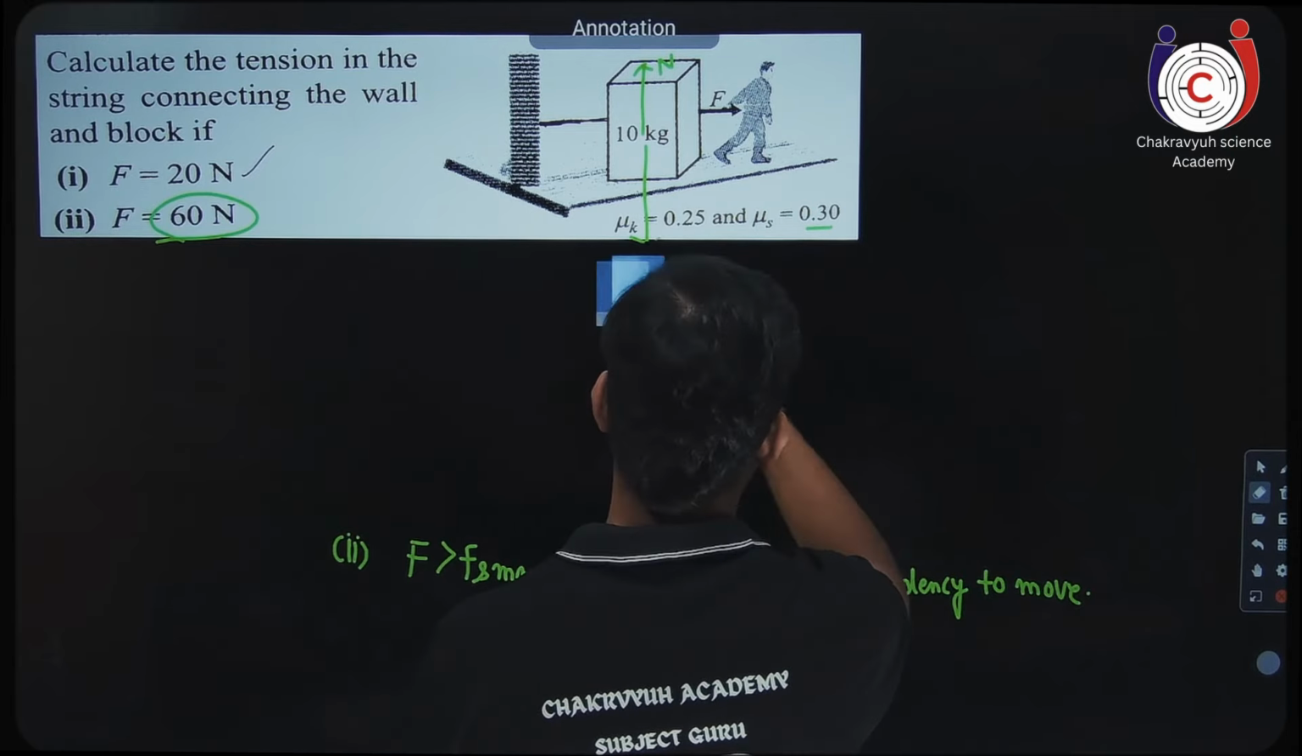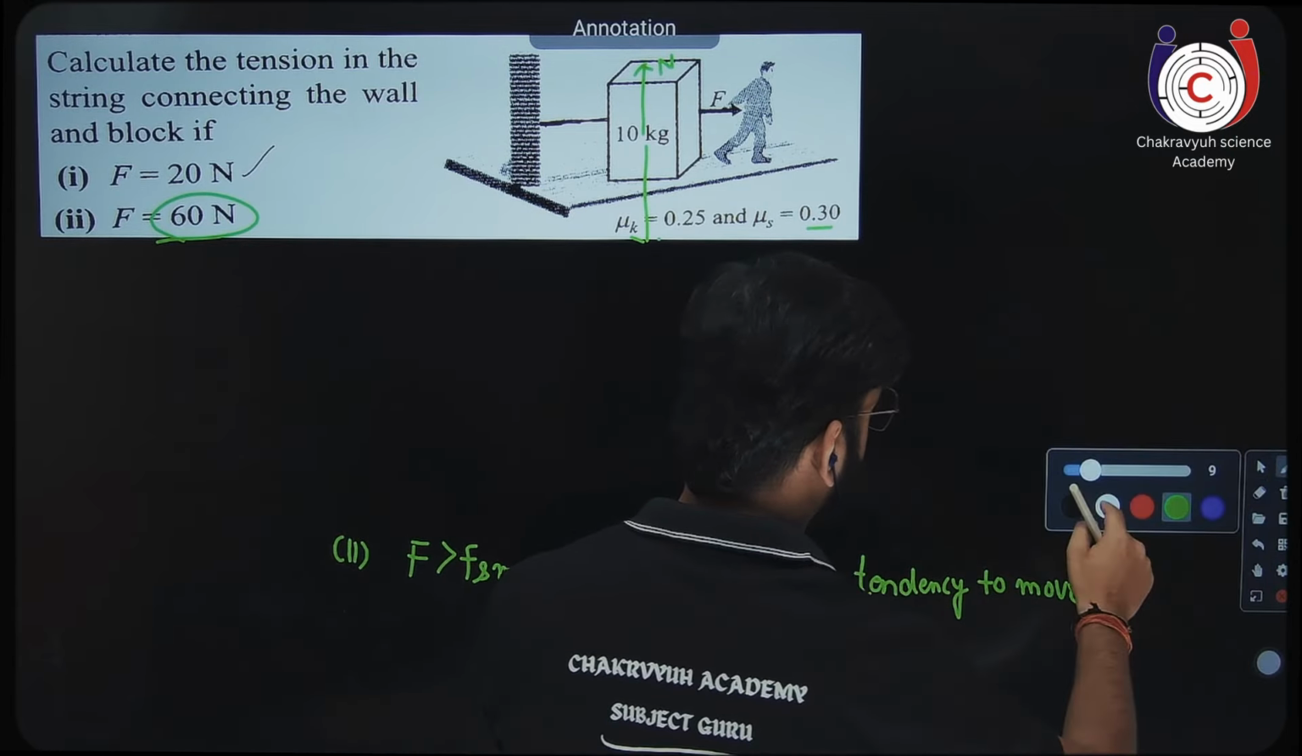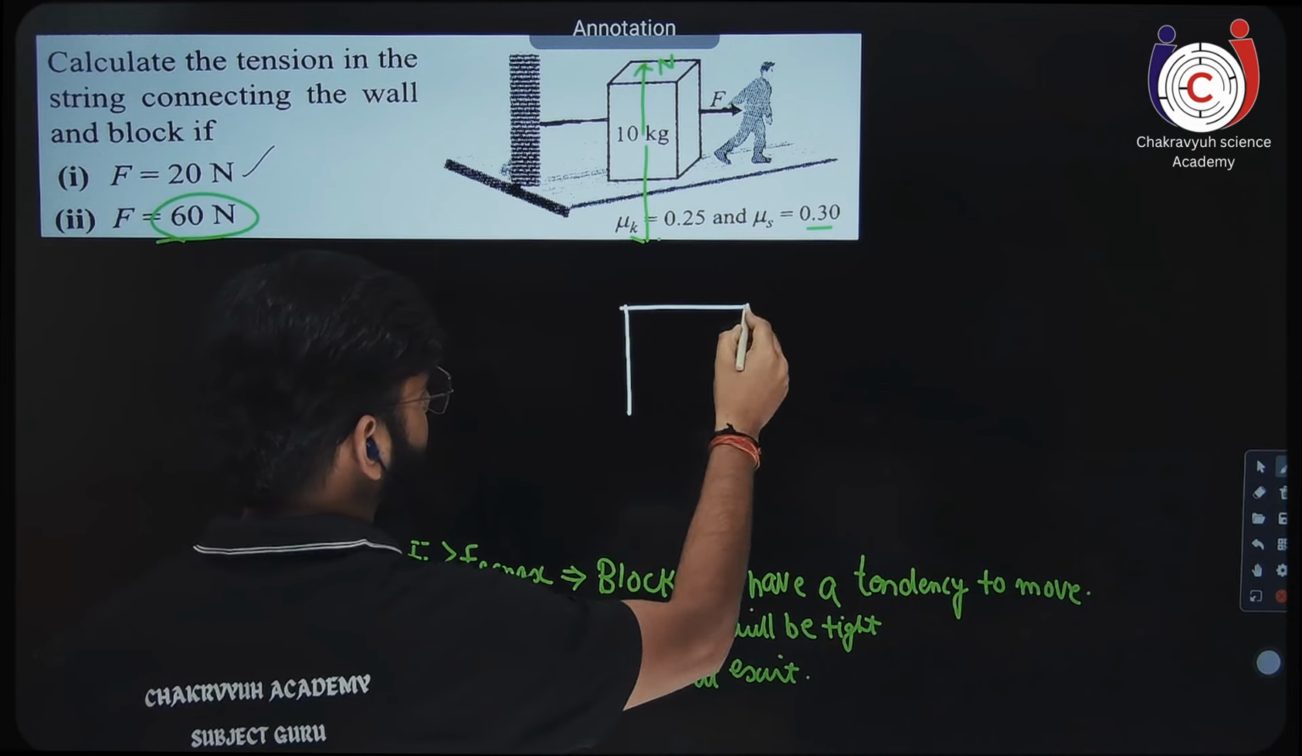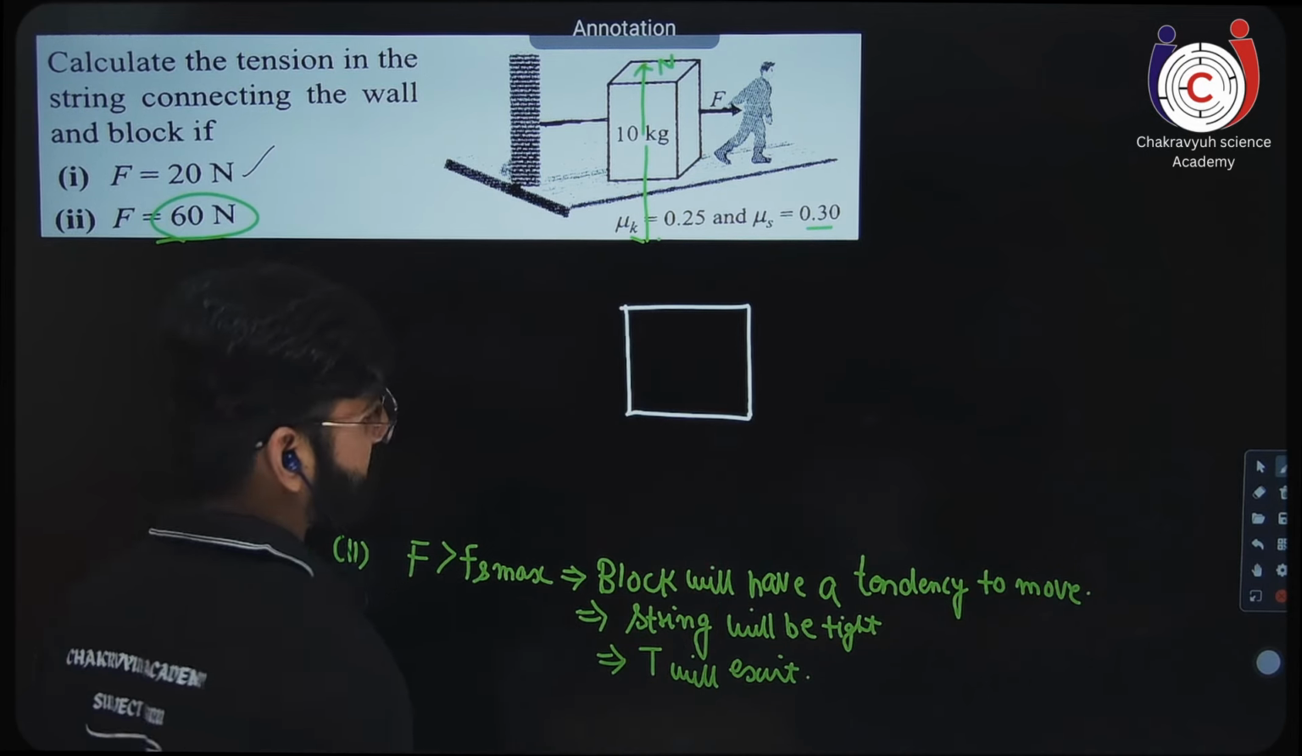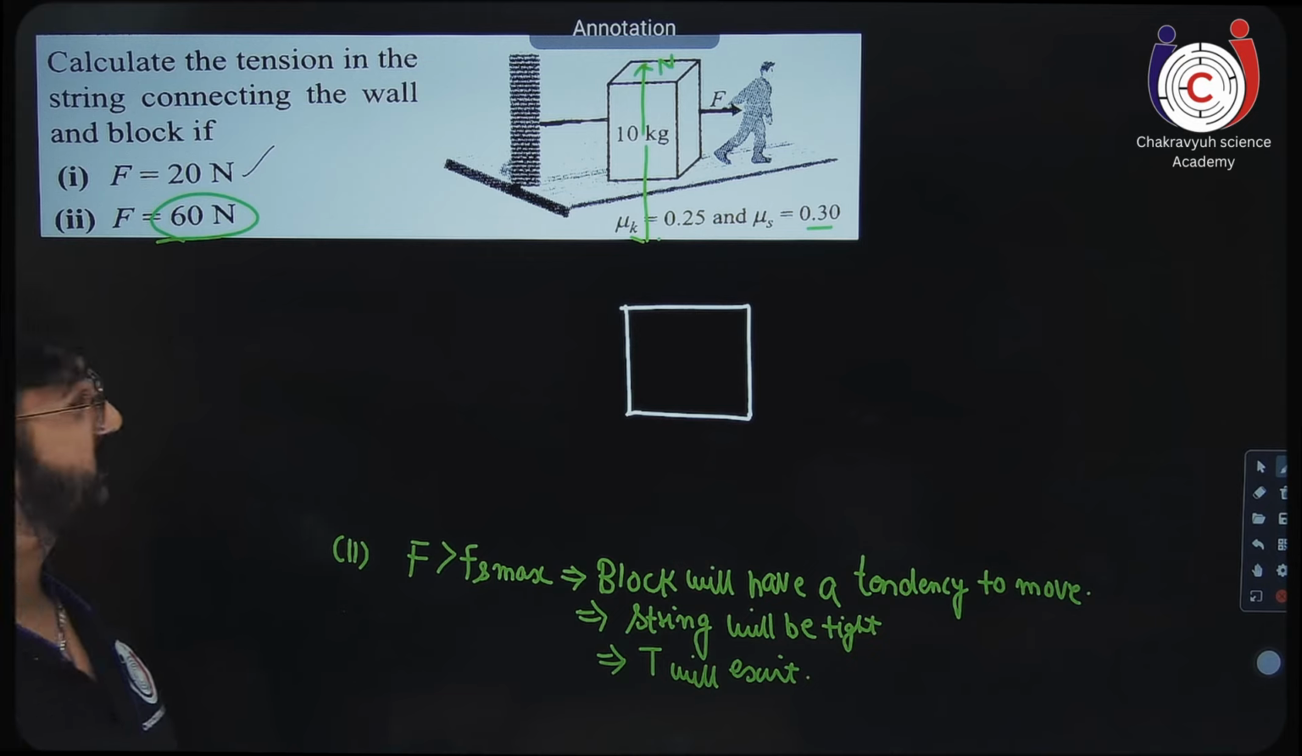So I am explaining the second part of the question, meaning I have explained the concept. Now I am drawing the free body diagram. So this is the block. So is the answer 35 Newton? 35 Newton, I don't remember. Just give me 1 minute, I will tell you.